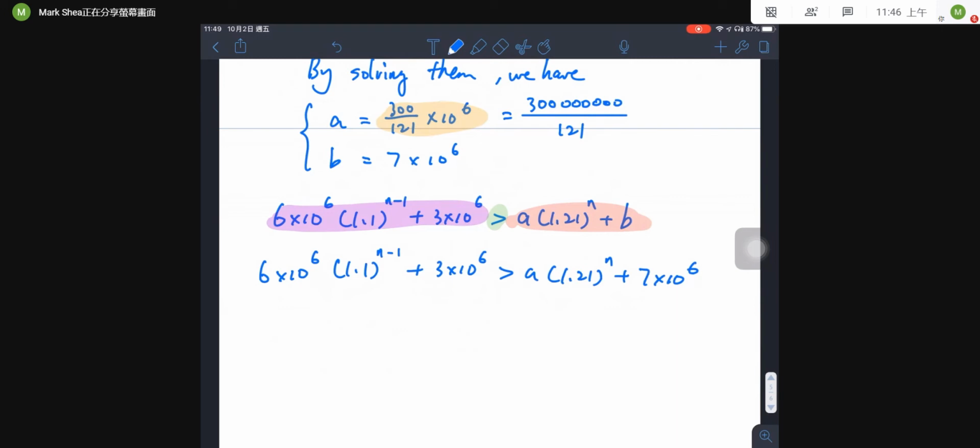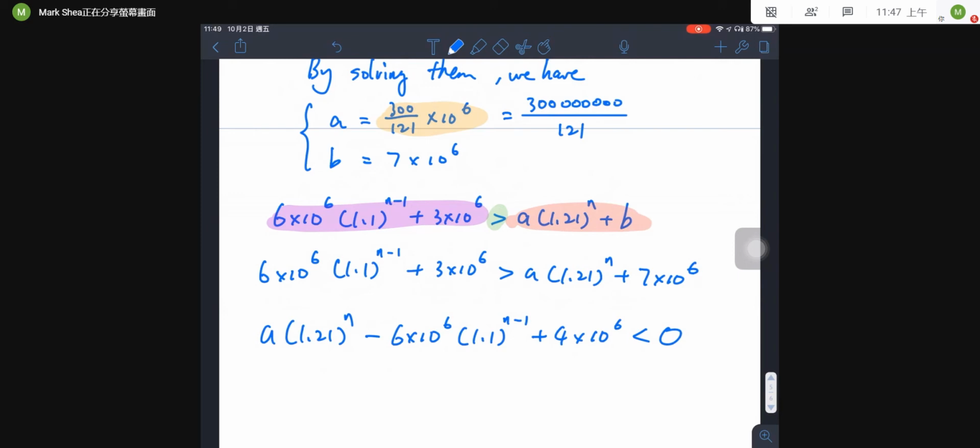And the value of b is 7 times 10 to the power 6. We need to further simplify this because we found that the left hand side is 3 times 10 to the power 6 and the right hand side is 7 times 10 to the power 6. So we move everything to one side, and you can see that I move all the terms to one side, then we can get this inequality. And then how can we solve this kind of inequality?